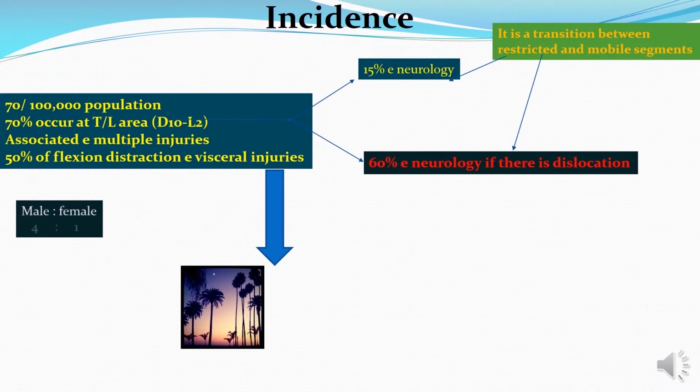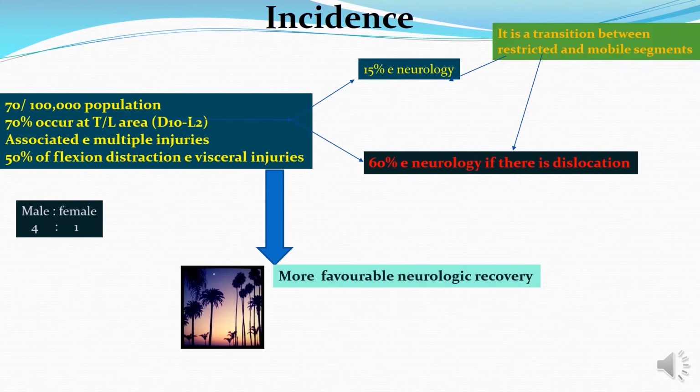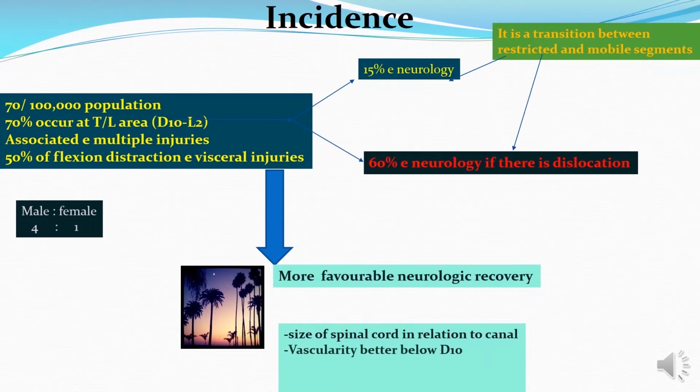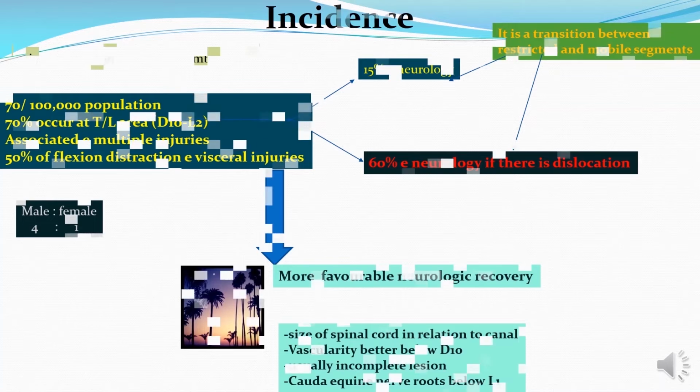Male-female ratio is 4:1. And why is neurological recovery more favorable for fractures of the dorsolumbar area without dislocation? Because the size of the spinal cord in relation to the spinal canal is much wider. Vascularity is better below D10. Usually the lesion which comes at this area is an incomplete lesion, and cauda equina nerve roots below L1.